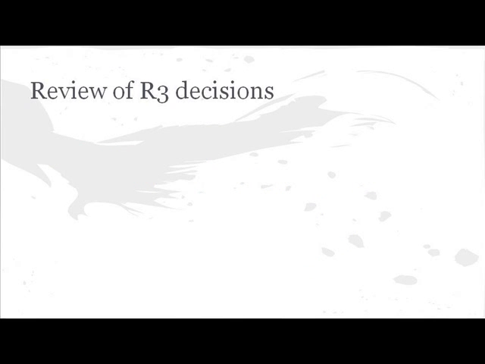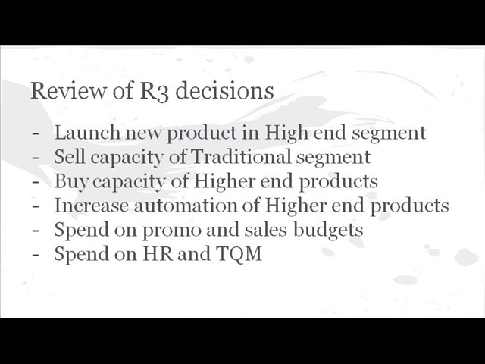My name is Lee, and now I will talk about what we did in round 3. Firstly, we launched new product in high-end segment, and our product will come out to the market in round 4. Secondly, because now we are focusing on niche differentiation strategy, we decided to sell 100 capacity of traditional segment. The reason for this action is that we can have more capital to invest in buying capacity for higher end products. Thirdly, we invest to increase automation levels of higher end products because we believe that this can help us to reduce labor costs and increase productivity index.